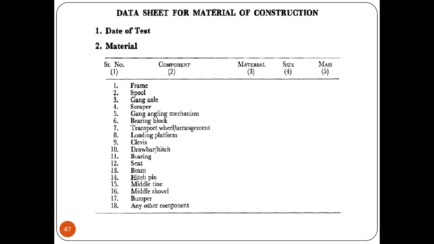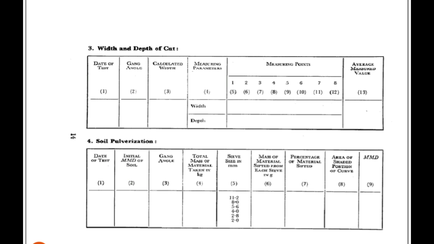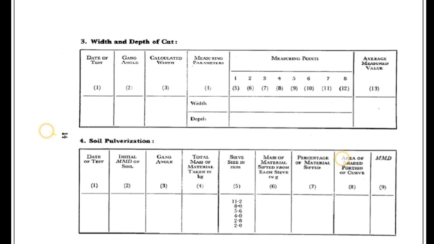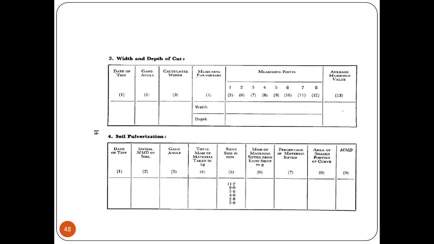Now this is the data sheet for material of construction. You can see the data of test, then material in the second column, the component in the third column, material, size and mass. And this is the data sheet for width and depth of cut. Again, it contains the depth of tine or gang angle, then calculation, then the soil pulverization table you can see.